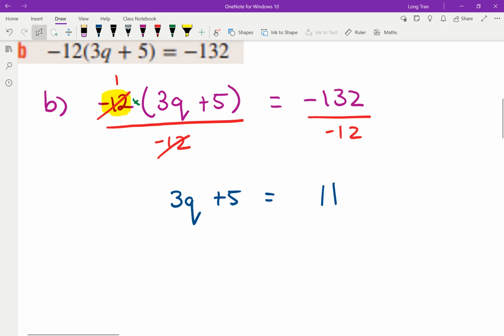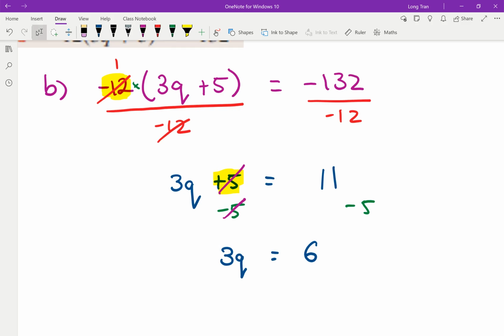Let's try it again. Same thing. What do I need to get rid of first? Plus. Very good. This is a plus 5. Remember, remove all the adds and subtracts first. So plus 5, the opposite of adding 5 is? Minus. Very good. Minus 5 on both sides. That's what I'm doing there. Now, 5 minus 5 we know is 0. That cancels out. And you're left with 3q on the left. And on the right, 11 minus 5? 6. Very good. We're almost there now.